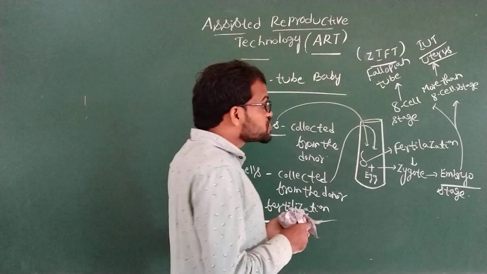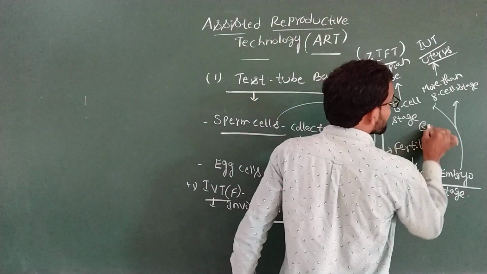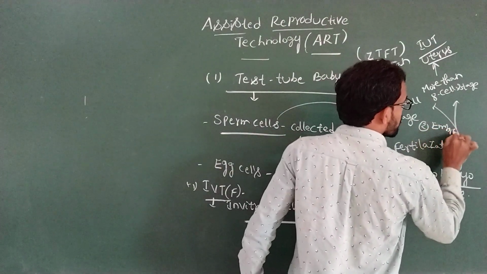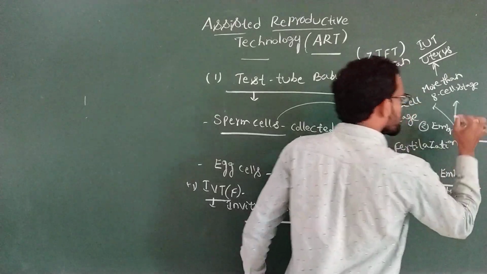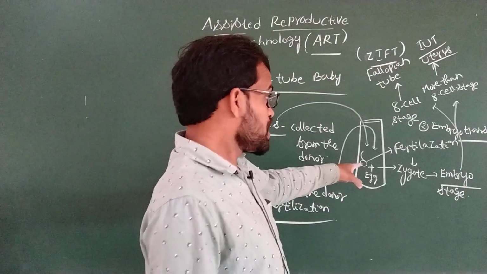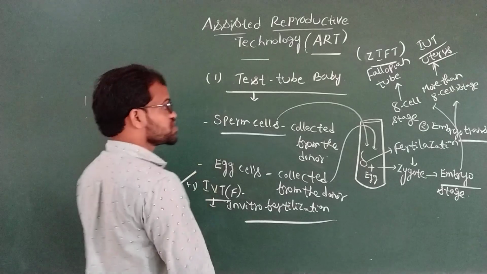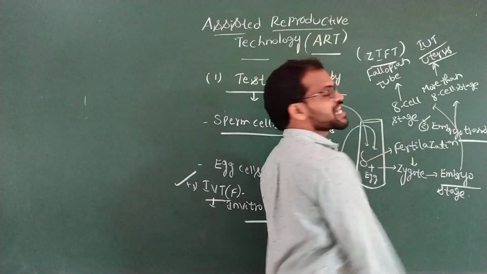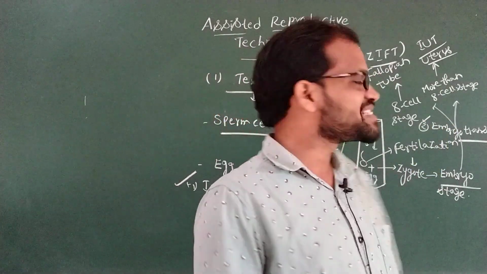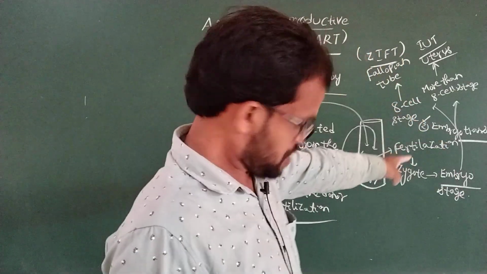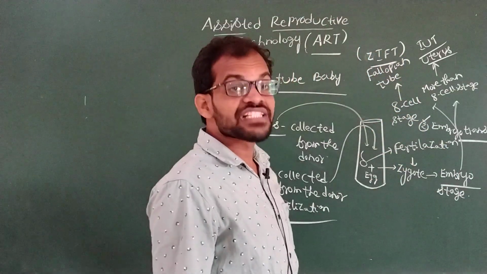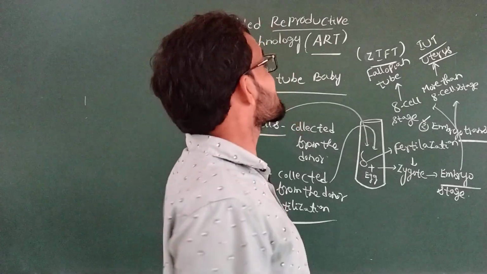What is the second procedure? Embryo transfer. After the fertilization, the first procedure is in vitro fertilization. The second one is embryo transfer. The embryo at the 8 cell stage is transferred into the fallopian tube of the female. Again, if it is more than the 8 cell stage, it is transferred by intra-uterine transfer.